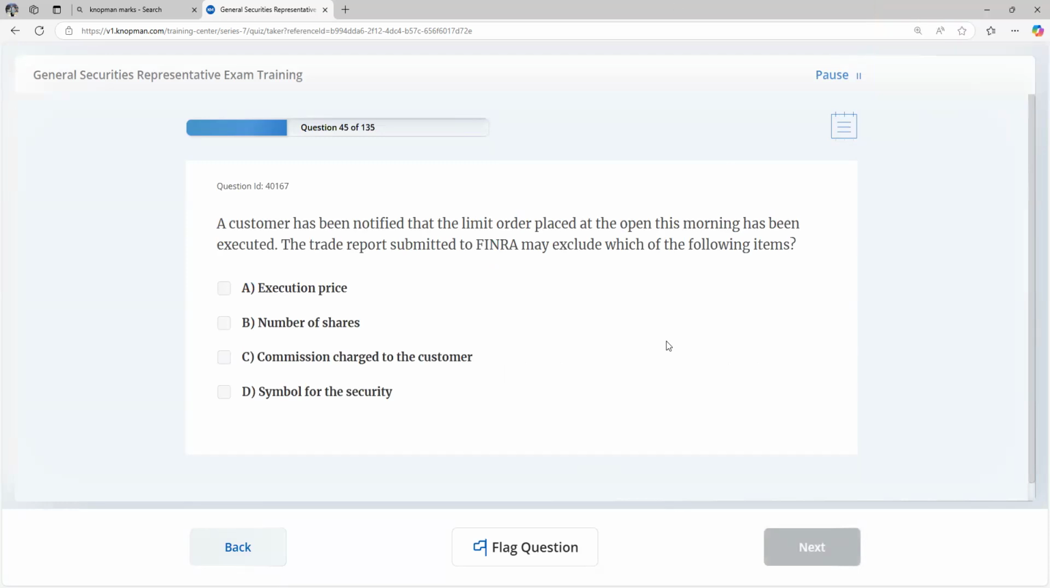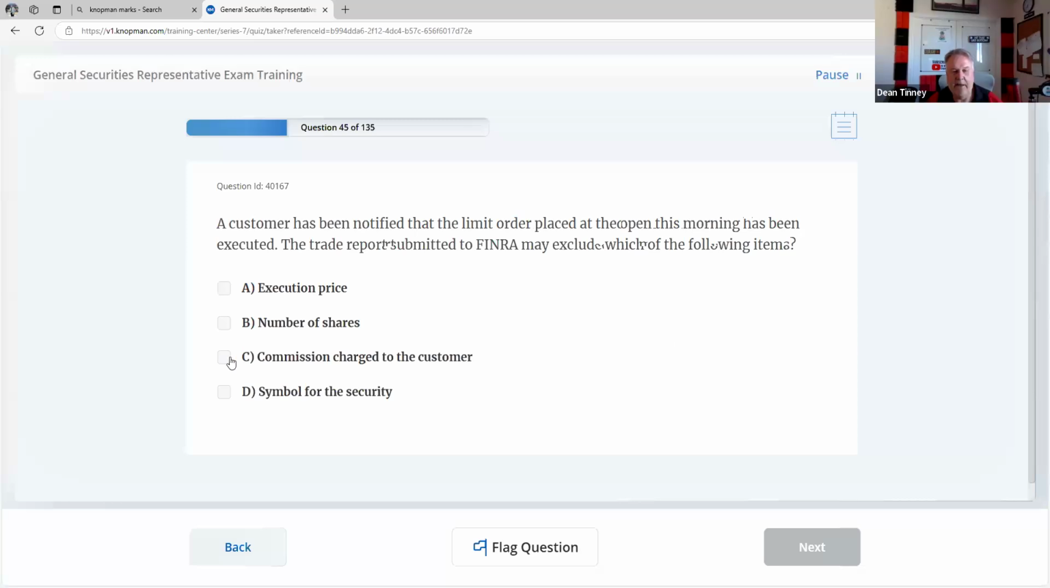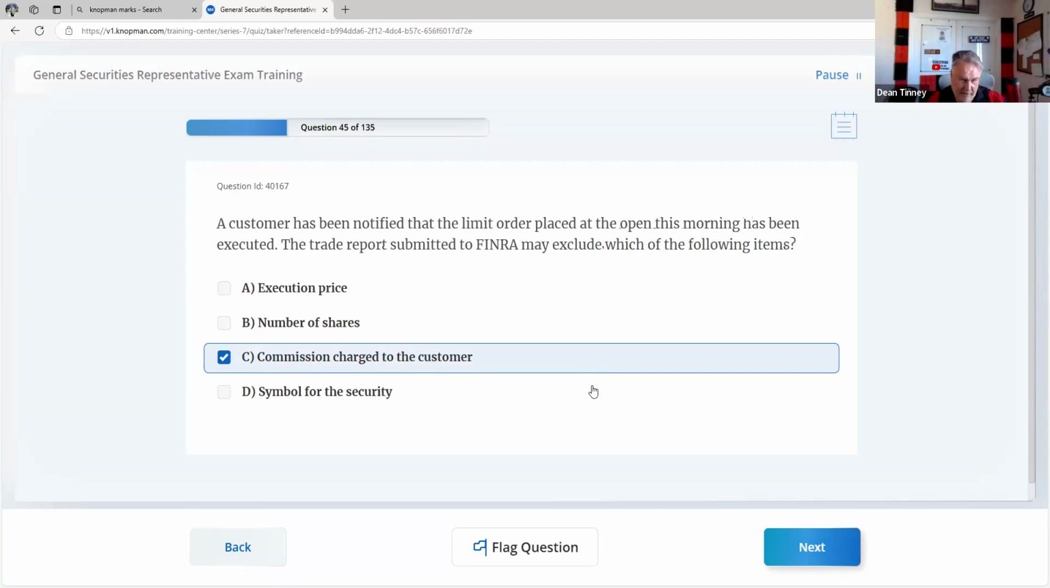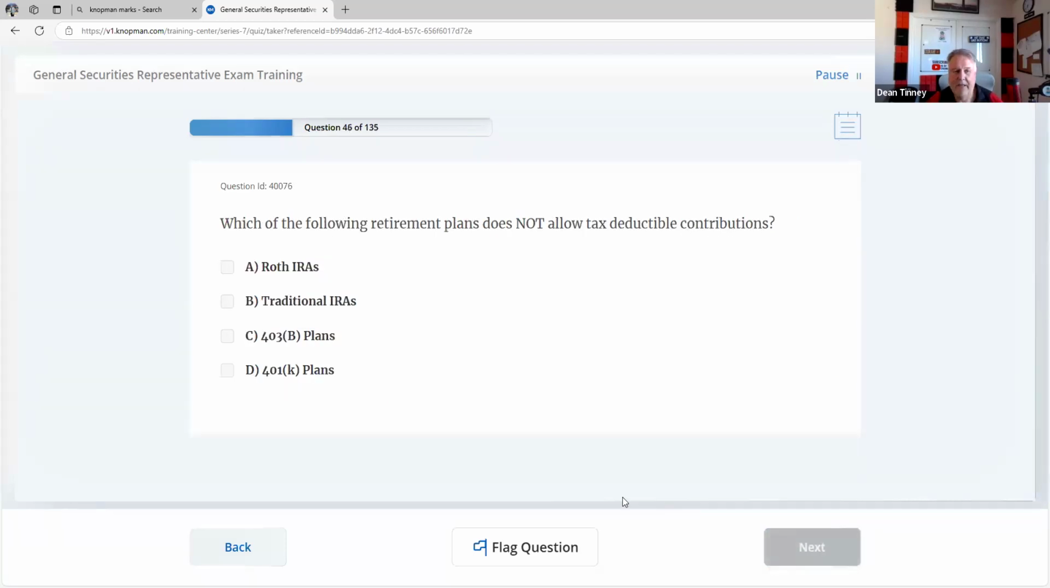Okay, so it has to have the execution price. It has to have the number of shares. I'm pretty sure it has to have the symbol. Yeah, I like that. I like how you attack that one. That's exactly the way to go about it. Right. Commission. FINRA doesn't really care about that commission just as long as it's fair and reasonable, and if it goes over 5%, you have some reason. So yeah, I think that's a pretty good answer.